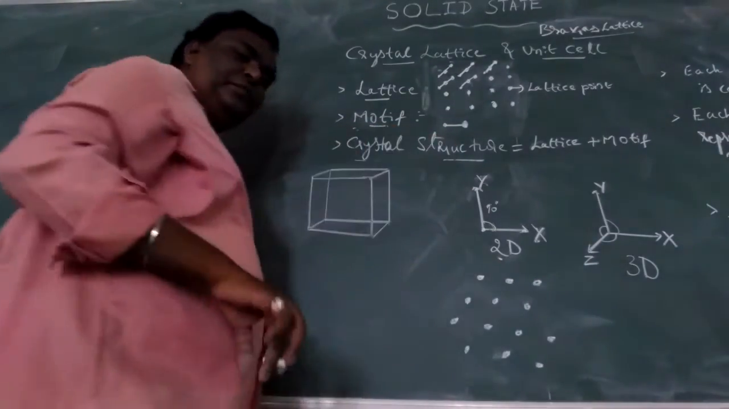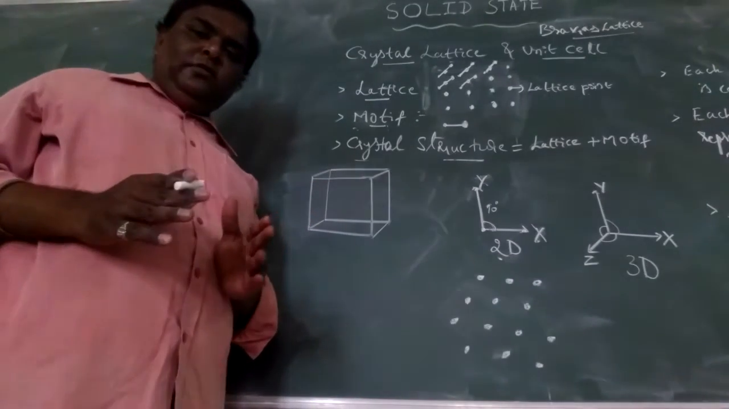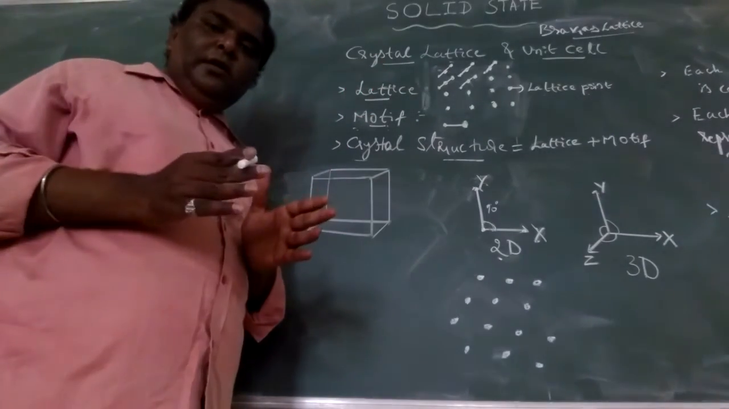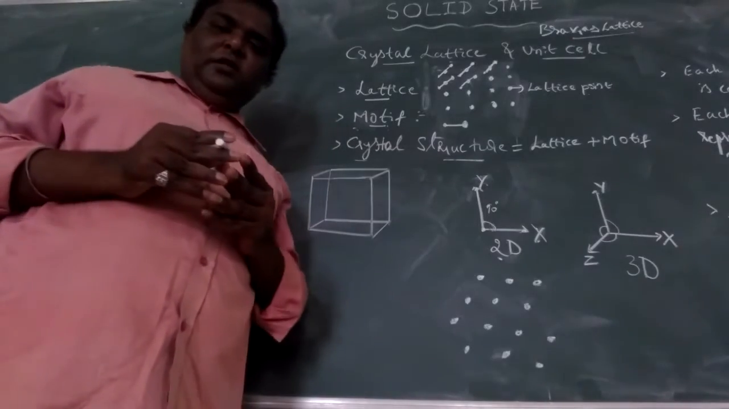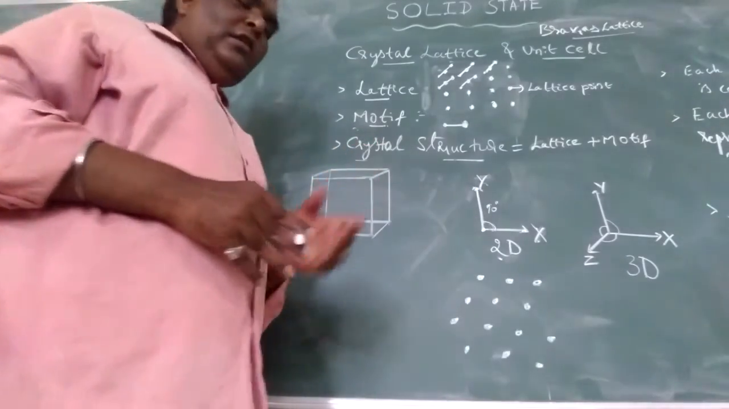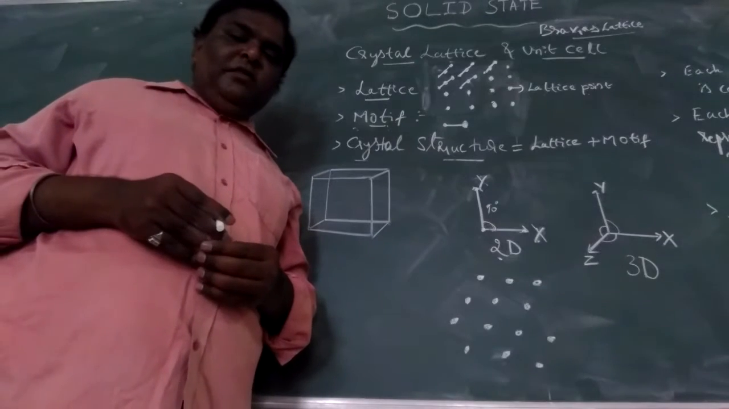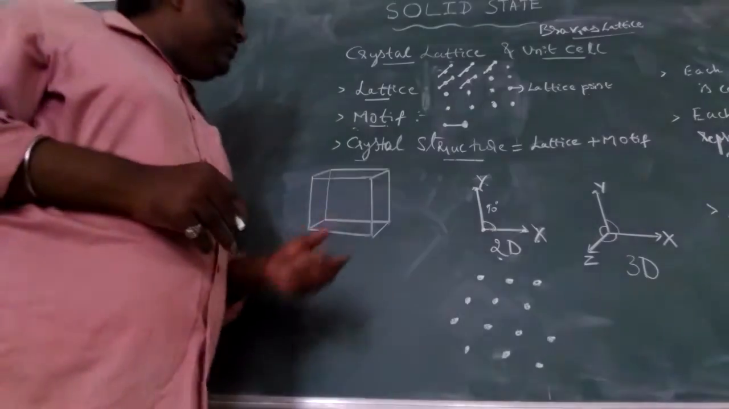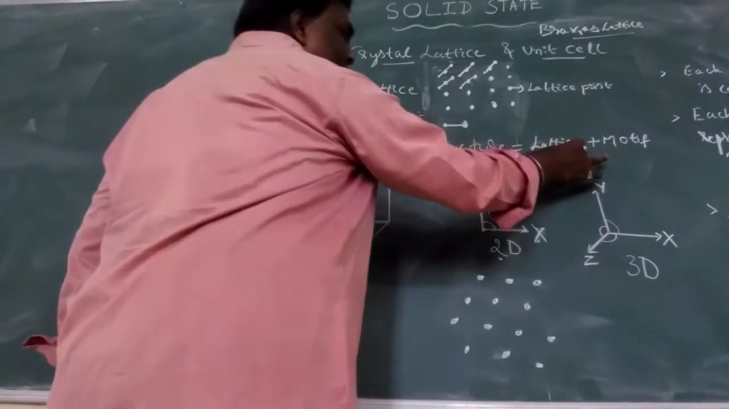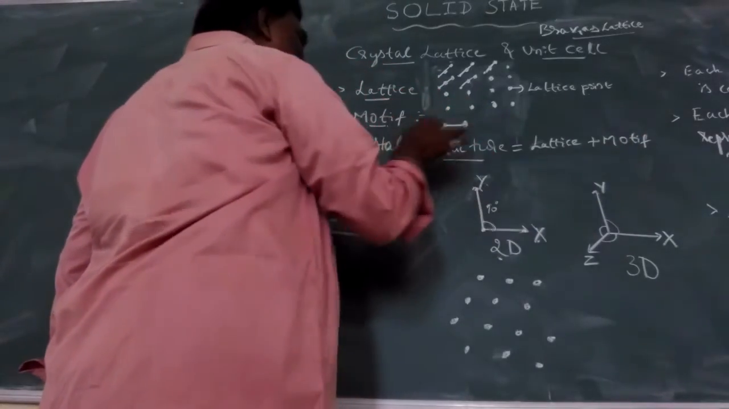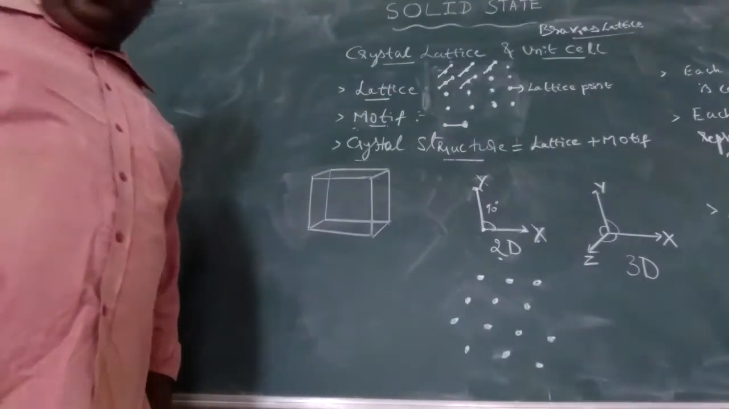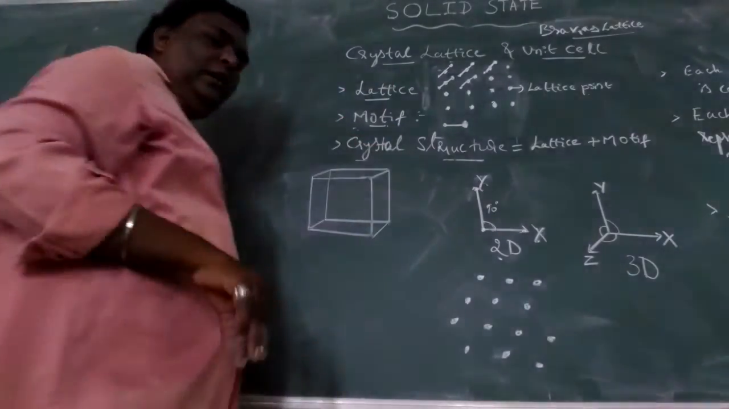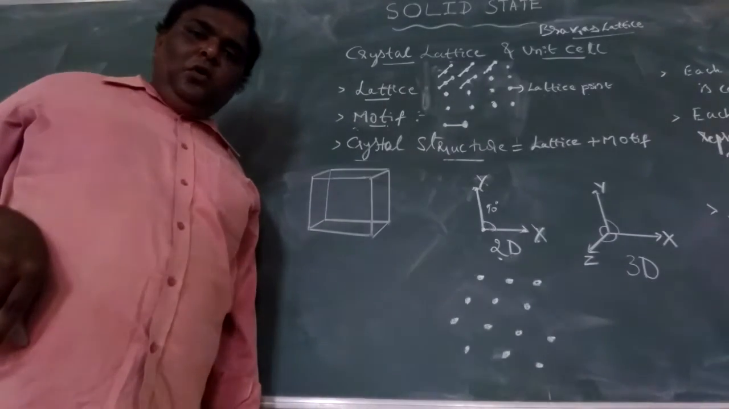And the crystal structure. The crystal structure means the lattice points and motifs both get combined and form a structure, and that structure is known as a crystal structure. Take the example of sugar in a crystal structure. The crystal lattice and the motif together give the arrangement known as the crystal structure. Understood? This is about lattice, motif and crystal structure.